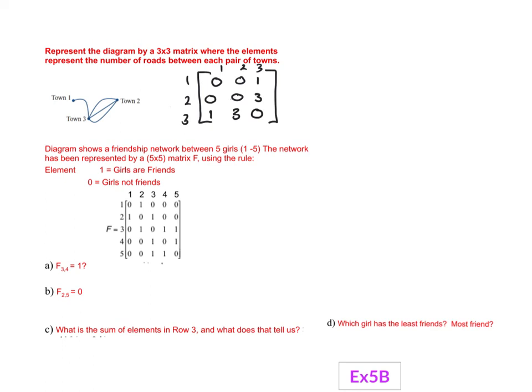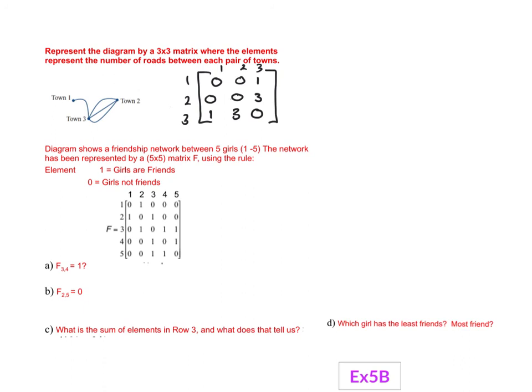Okay, the next diagram shows a friendship network between 5 girls. So we've got girl number 1, 2, 3, 4, and 5. The network has been represented by a 5 by 5 matrix F. They've used the letter F for friendship. And they've said if it has a 1 between them, that means they're friends. If it's a 0, there's not.